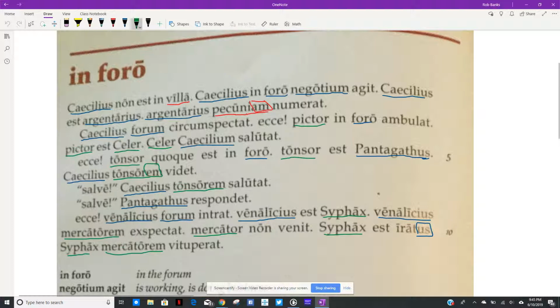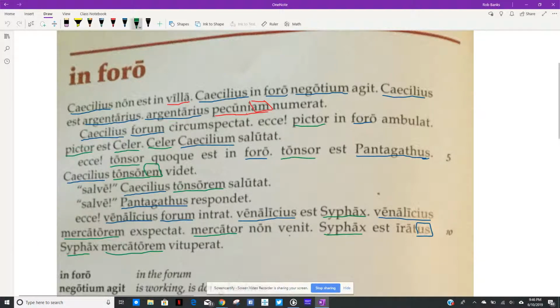Ecce, venalicius forum intrat. Look, a venalicius, a slave dealer, enters the forum. The nominative US enters the accusative UM. Venalicius est Syphax, so the slave dealer is Syphax, that's his name. Venalicius mercatorem exspectat, so exspectat we saw before, look out for, wait for. So the slave dealer, venalicius, is waiting for the accusative, the EM word there. Third declension accusative. He's waiting for the merchant.